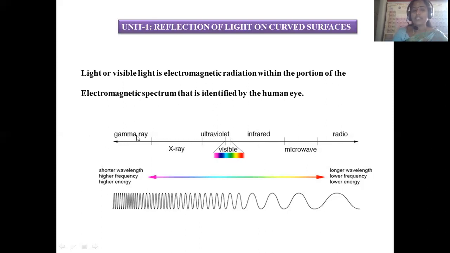Gamma rays are very essential in medicinal treatment, especially in radiotherapy, radiation therapy in cancer treatment. X-rays also have many multi-dimensional applications, and most probably we use them to detect bone fragmentation or any bone fractures if present. Those can be detected by these.